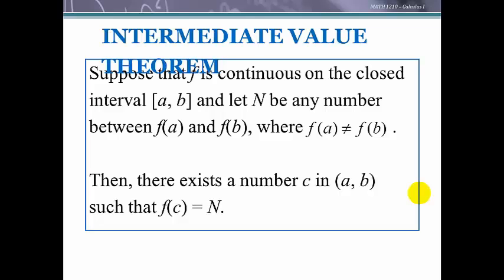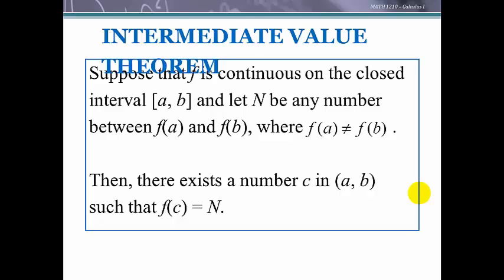Suppose that f is continuous on the closed interval from a to b, and let n be any number between f of a and f of b, where f of a does not equal f of b. Then there exists a number c on the open interval somewhere between a and b, such that the function value at c equals n.